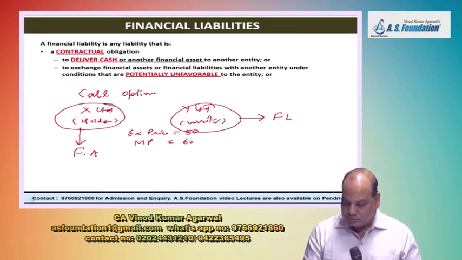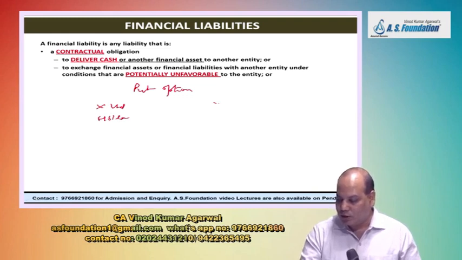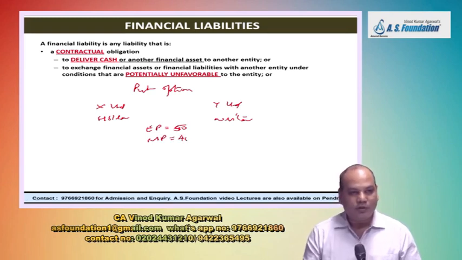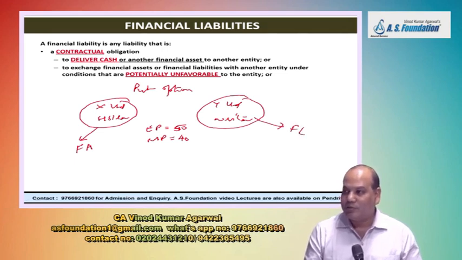Okay. Repeat that example of the put option. X Limited was the holder, Y Limited was the writer, the exercise price was 50, the market price was 40. It becomes favorable to X Limited, a financial asset. It becomes unfavorable to Y Limited, a financial liability.